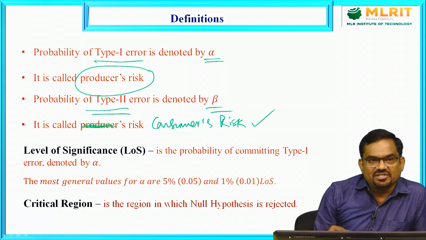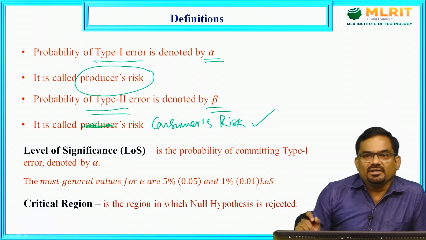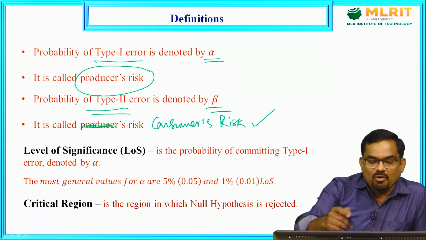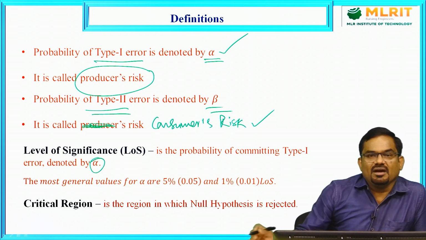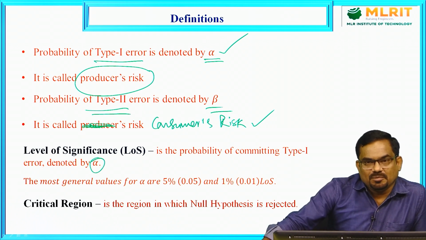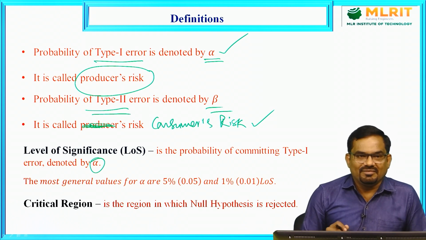And next definition is level of significance. Level of significance is the probability of committing type 1 error. As the probability of type 1 error is alpha, level of significance is also denoted by alpha. So the probability of committing type 1 error is called level of significance.